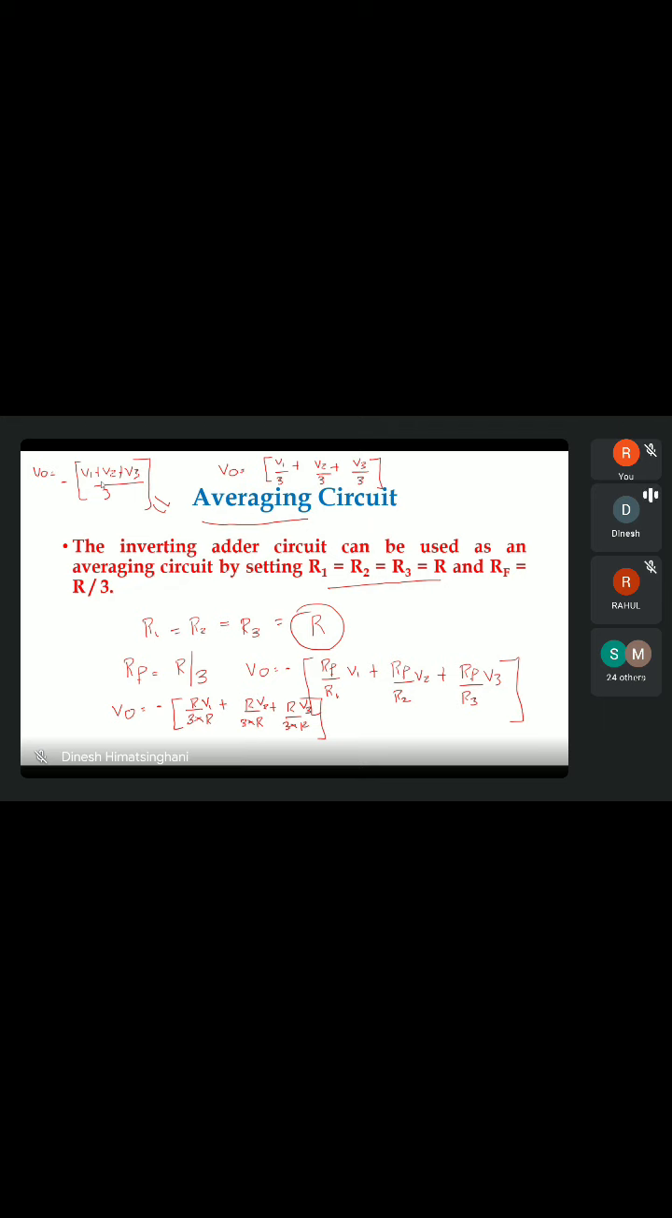So if you make all the 3 input resistors equal and you choose RF, which is equal to R divided by the number of, see basically why 3? Number of inputs. If there were 4 inputs, you would have done R by 4.